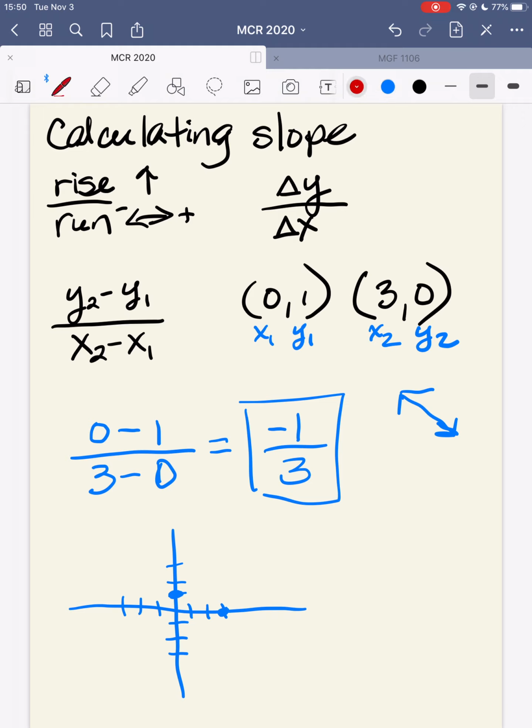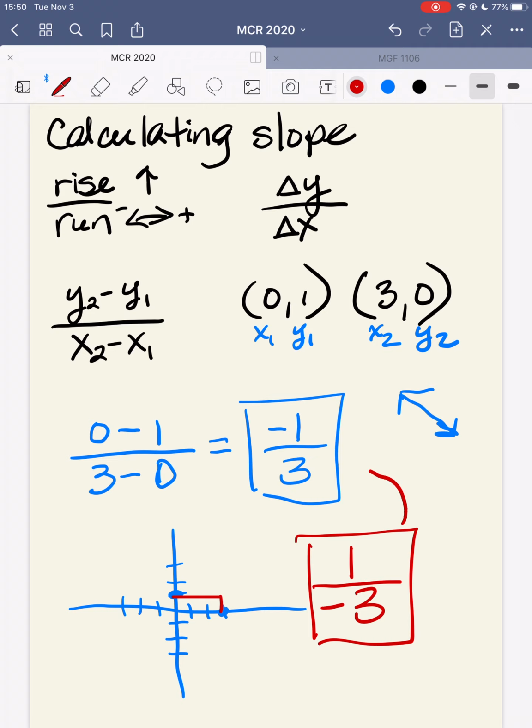If I were to count these and do my rise first, in this case I only go up 1. My run is backwards, so it's negative: 1, 2, 3. And these are the exact same thing. Just one has the negative in the top, one has a negative in the bottom. They are still the same value.